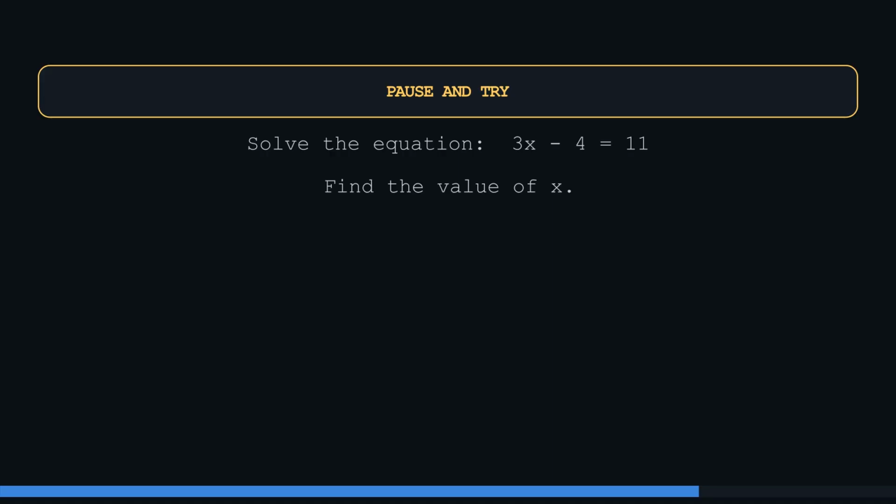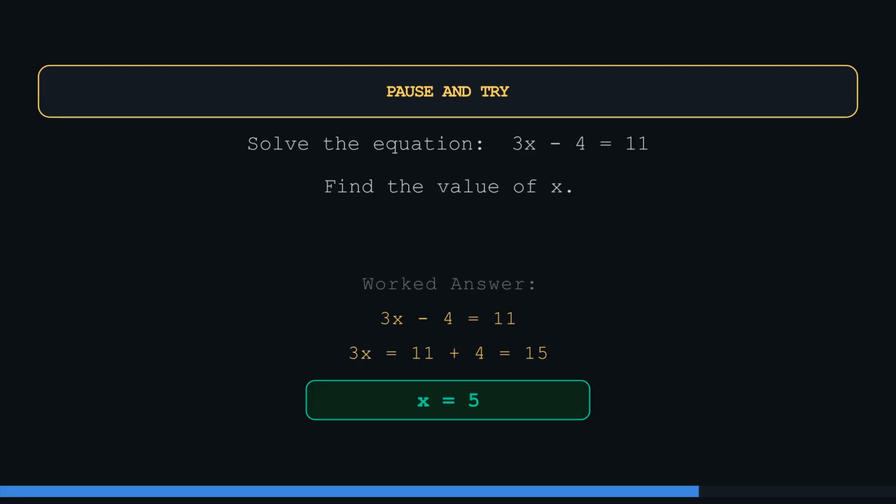Pause now and try this. Solve the equation 3x minus 4 equals 11. Find the value of x. Add 4 to both sides. 3x equals 15. Divide both sides by 3. x equals 5.